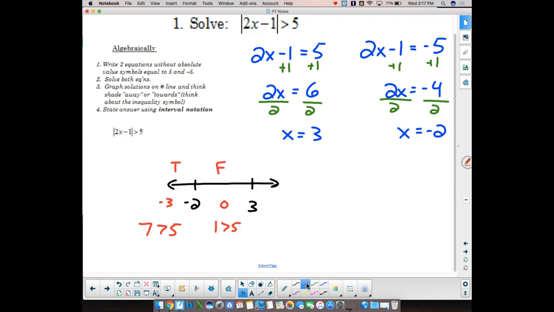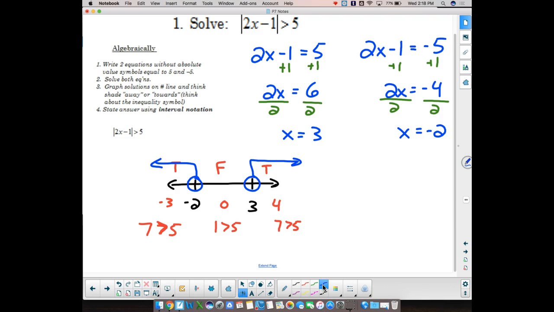Okay. Give me one on the bigger side of 3. 4. Okay. 4 times 2, 8 minus 1. Absolute value is 7, bigger than 5. Yes? So that's a true statement again. Okay? So open, open. We want to go that way, and we want to go that way. So that's our graph. Okay?